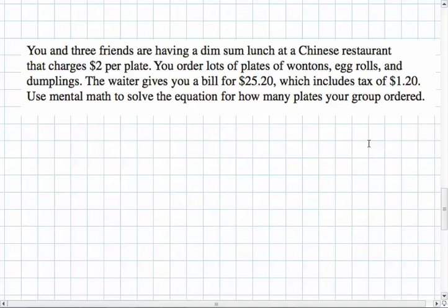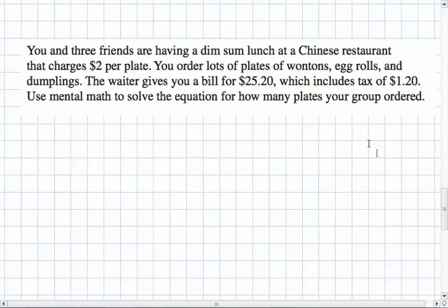So here's one problem. You and 3 friends are having a dim sum lunch, and I highly recommend trying dim sum sometime if you haven't, at a Chinese restaurant that charges $2 per plate. You order lots of plates of wontons, egg rolls, and dumplings. The waiter gives you a bill for $25.50, which includes tax of $1.20. Use mental math to solve the equation for how many plates your group ordered.